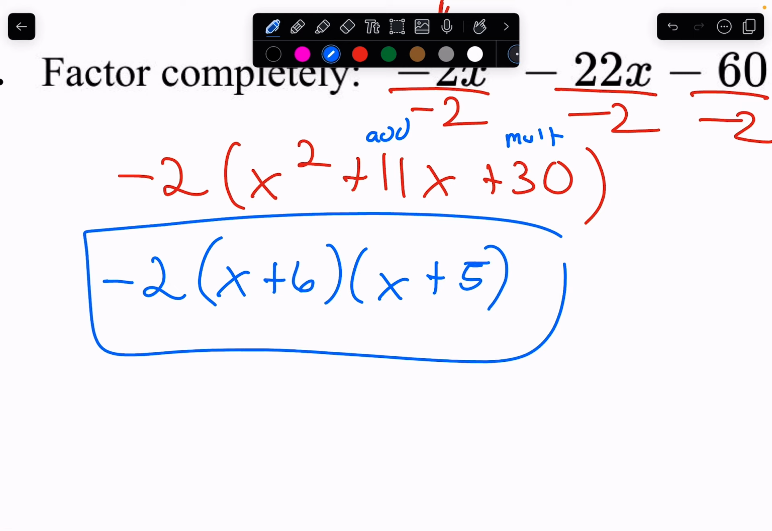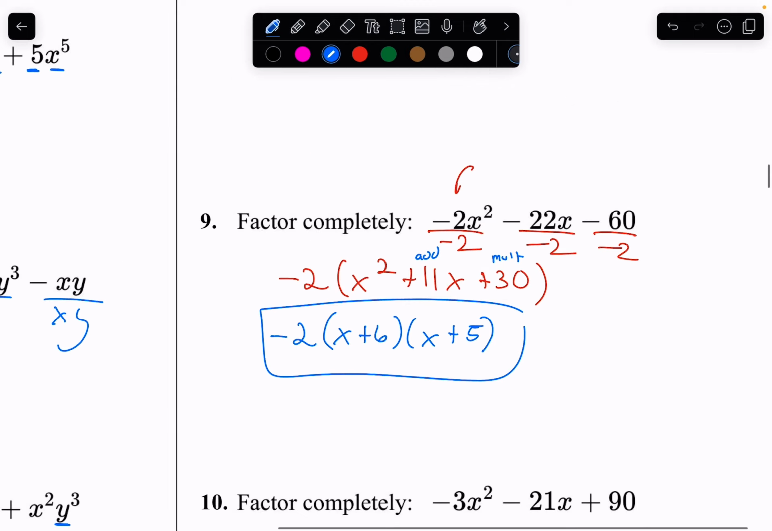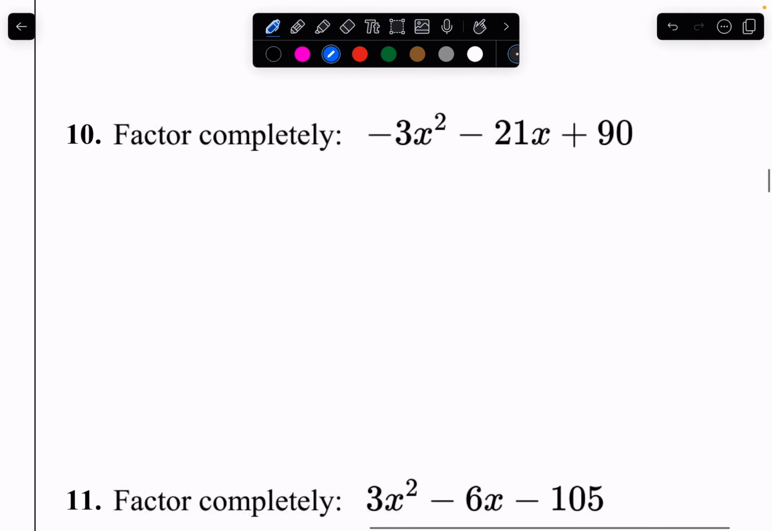All right. Let's try the next one here. I look, okay, I've got that leading coefficient. I'm going to attempt to take out a GCF here. I got 3, 21, and 90. I'm going to take out a negative 3.